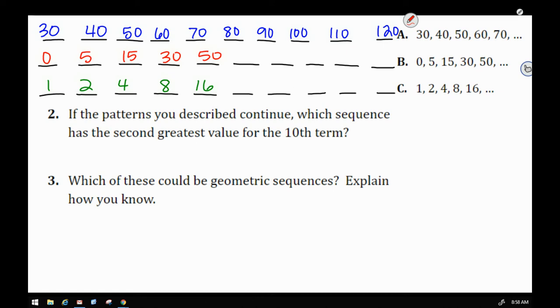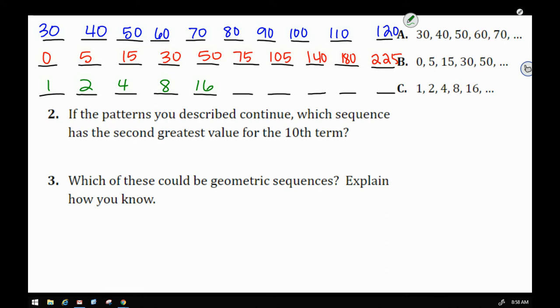All right. Now, who wants to give me sequence B? John? 75. 110. 105. There we go. 140. 180. Okay. And who wants to give me the last one?